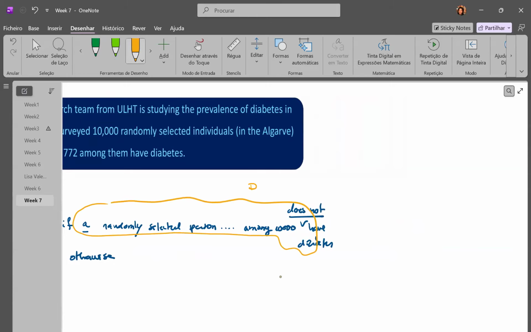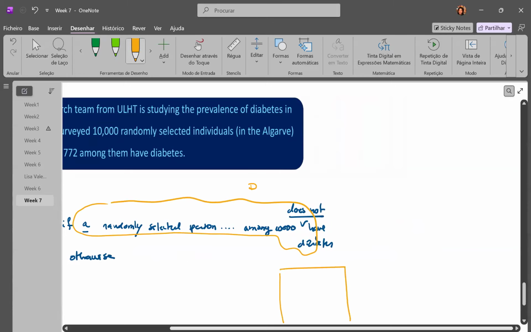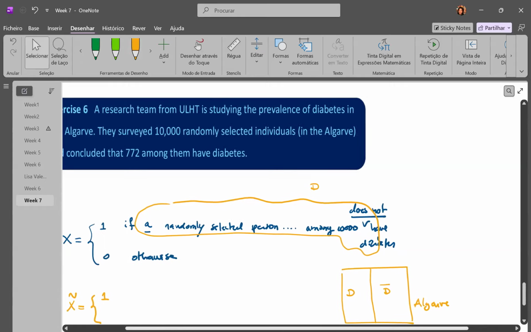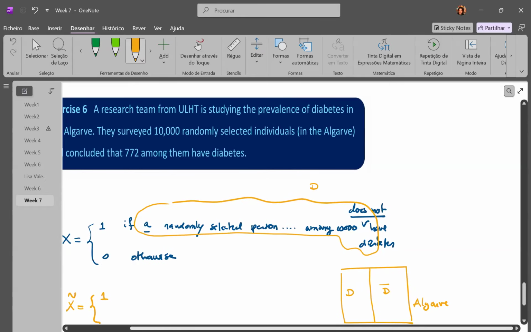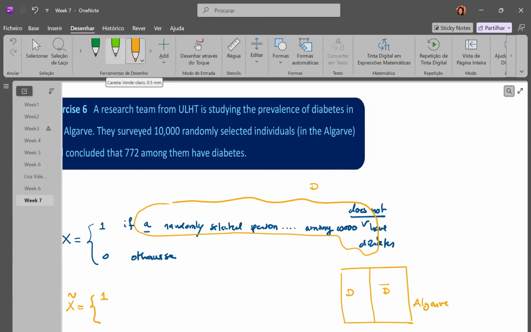Okay, so I'm thinking like this. We have here the outcome space, which is the entire region of the Algarve. And we're thinking that there is a subgroup of people that have diabetes, and then the remainder of the people do not have it. Now in the variable X, we're saying X equals 1 if this person belongs to the complement of D, so they do not have diabetes, and it's 0 if they do have diabetes.